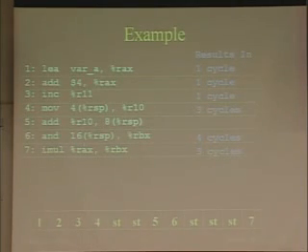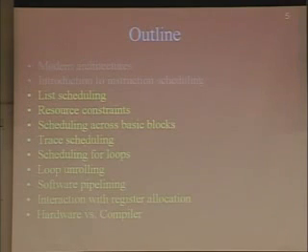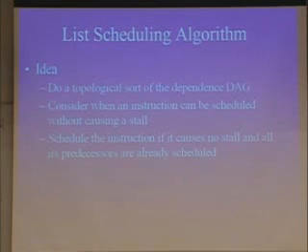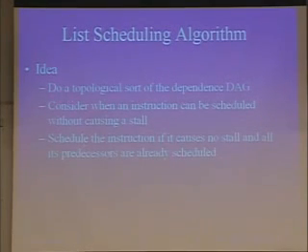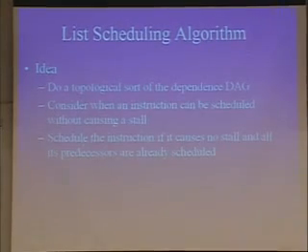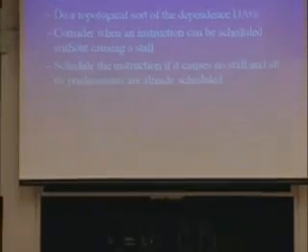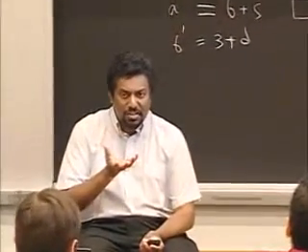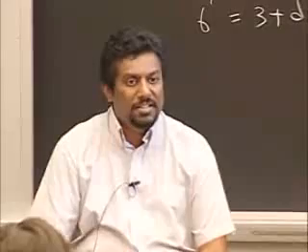So this is the pipe stages you get. This is when list scheduling comes about. List scheduling is a way to schedule so that we don't get the stalls. The algorithm is simple. The idea is you do a topological sort of this dependence DAG. Then you consider instructions that can be scheduled without a stall, because you have a bunch of instructions that can be scheduled. And if an instruction doesn't cause a stall, you go and schedule it.